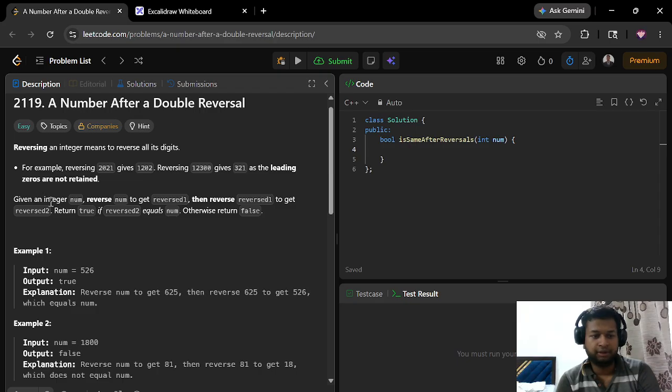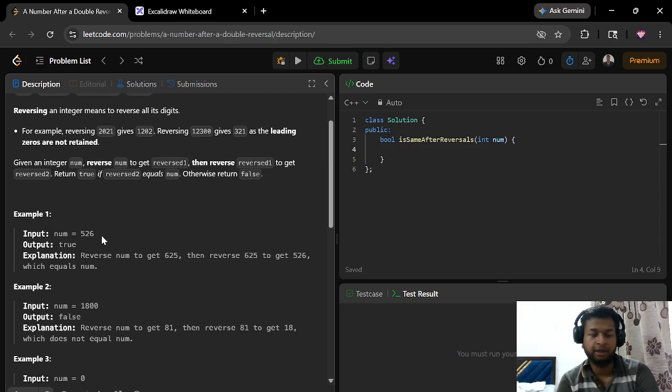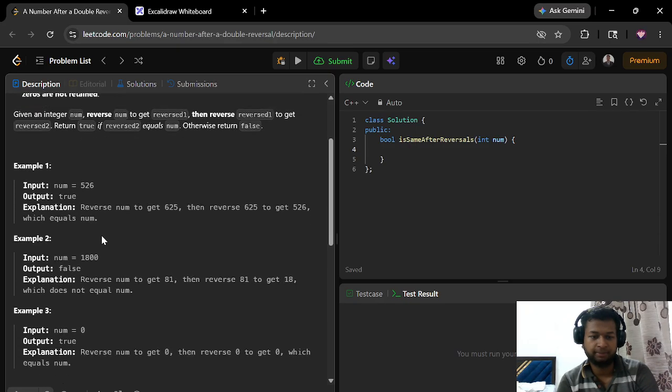And what this question is saying, given an integer num, we need to reverse that particular num to get reversed 1. Then we need to reverse again reversed 1 to get reversed 2. And at last we will return true if reversed 2 is equal to num, otherwise we will return false. So this question is something unique, like reversing a particular number to get reversed 1, then again reversing it to get reversed 2, and checking if the new number after reversing 2 times is equal to num or not. Now let's see the examples to try to get some hints.